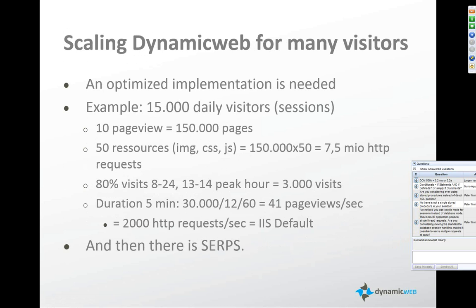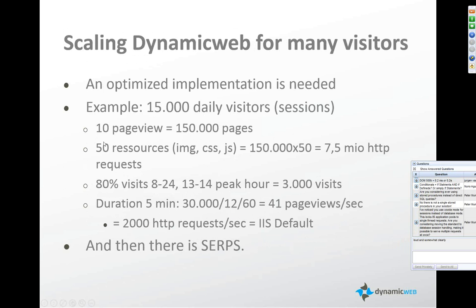Every visit has a duration of 5 minutes, and that gives us, because we have 3,000 visits of 10 page views, 30,000 page views in this hour, and we divide it by 12 because we have a duration of 5 minutes, and divide it by 60 to see that we have 41 page views every second during this hour between 1 and 2.